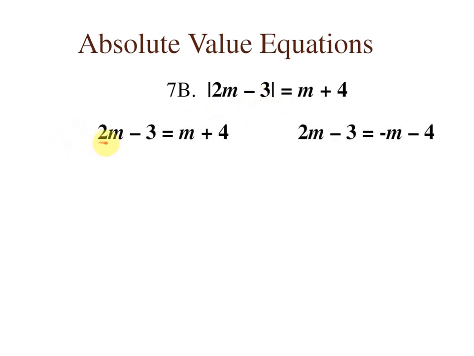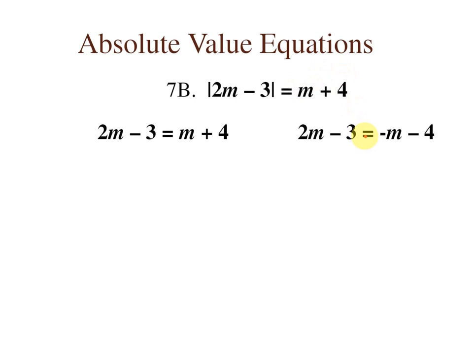One is 2m minus 3 equals m plus 4. Once again, you'll notice it looks exactly the same, only it doesn't have absolute value bars. The other one is going to start out the same, 2m minus 3, but then I'm going to multiply this entire thing by negative 1. So it just isn't going to be negative m, it's going to be negative 4. It's like distributing the negative 1 to both of these guys.